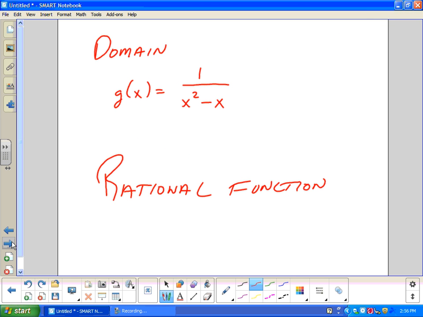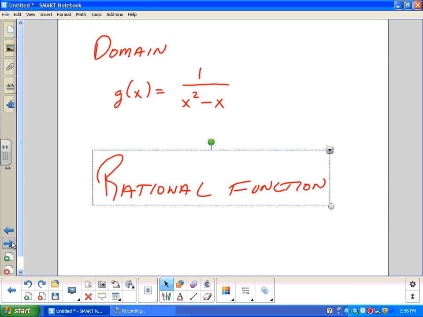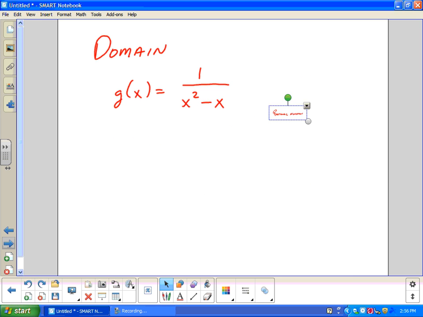So how about this function? g of x equals 1 over x squared minus x. That's a rational function because it has a polynomial on top divided by a polynomial on the bottom. All right, so if it's a rational function, one thing we know about rational functions is that you can never divide by 0.